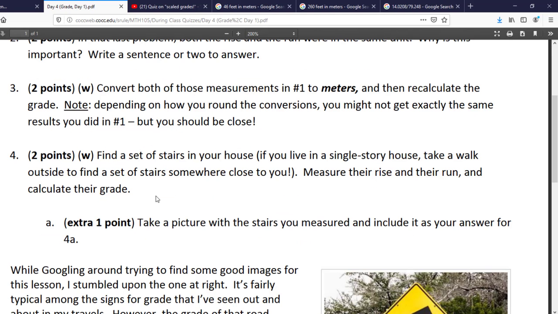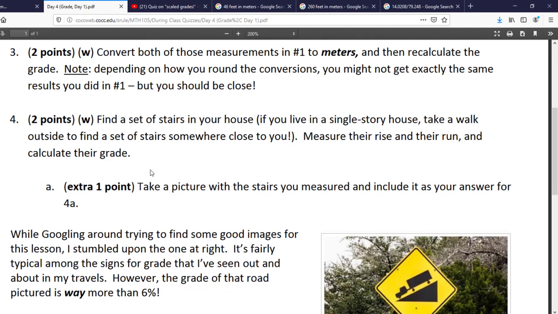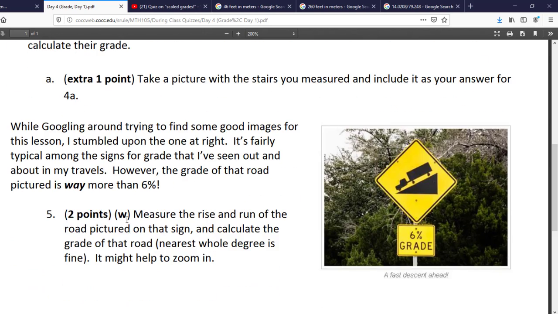All right, number 4 I can't do with you, although I kind of did it in the video. So a lot of you took the picture of your stairs, which was great. Some of you put your pictures of your dogs and your kids in it, which I thought was awesome. And then number 5, measure the rise and run of the road pictured on the sign over here.